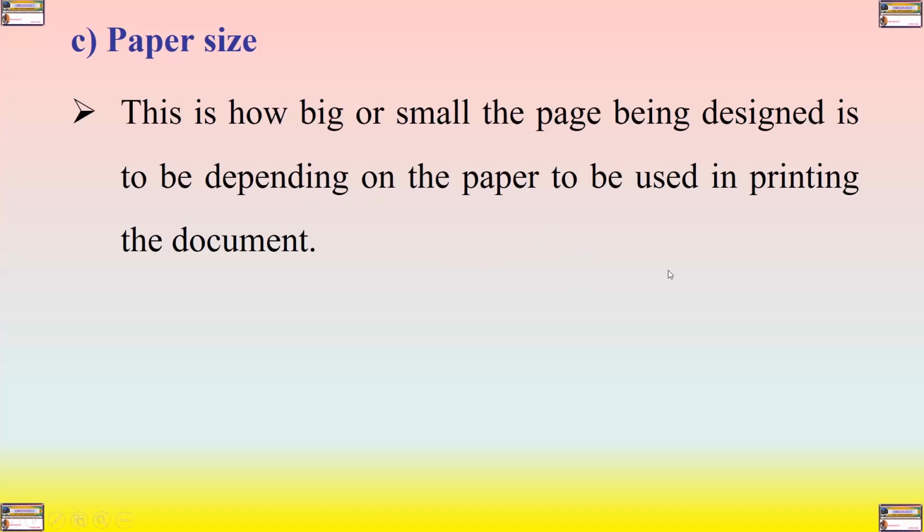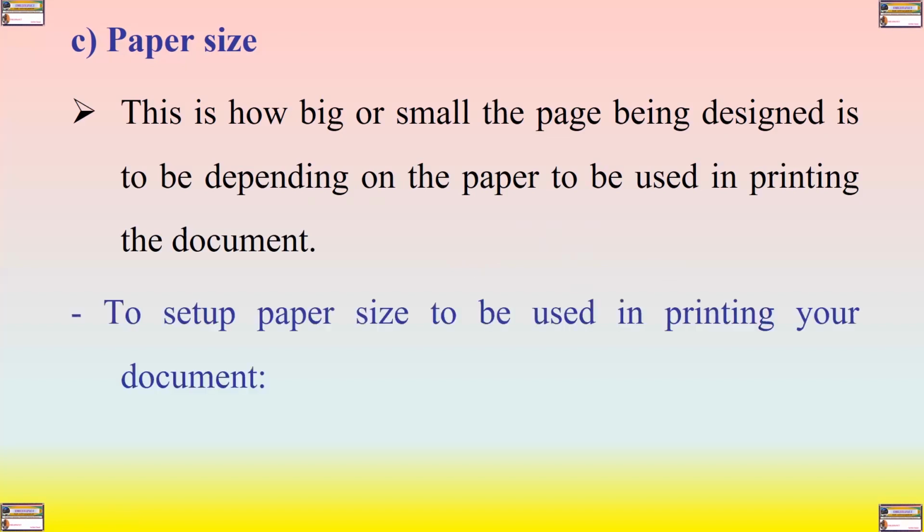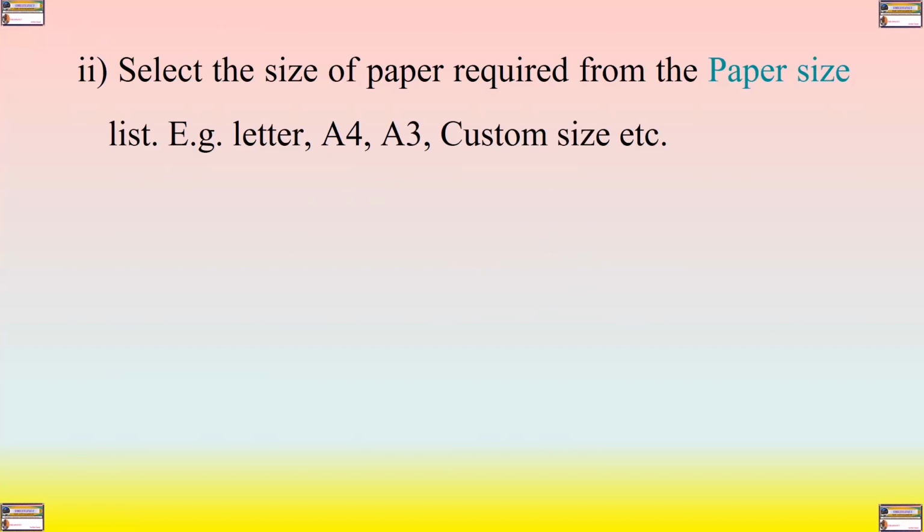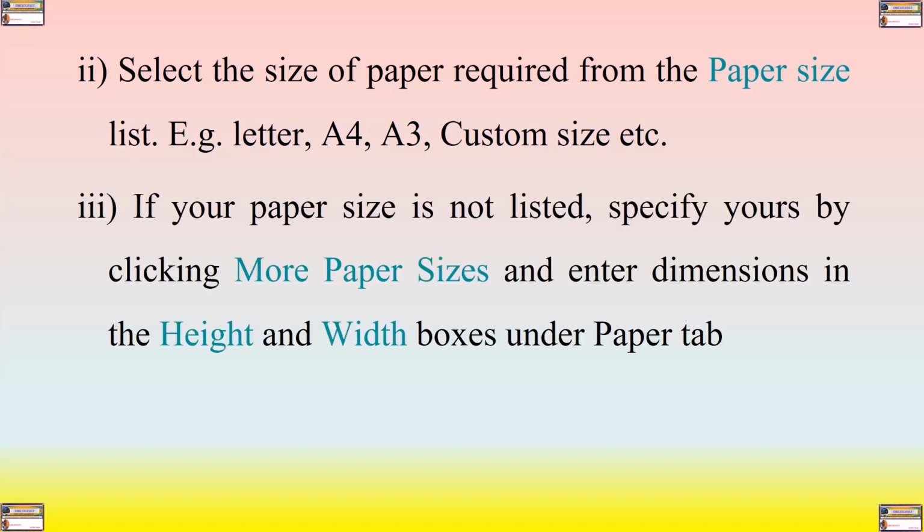So the next activity or page formatting that we can do to one document is setting the paper size. This is how big or small the page being designed is to be, depending on the paper to be used in printing the document. To set up paper size to be used in printing your document, from the Layout menu, you click on Size. Then you select the size of paper required from the paper size list. For example, Letter, A4, A3, custom size, etc.